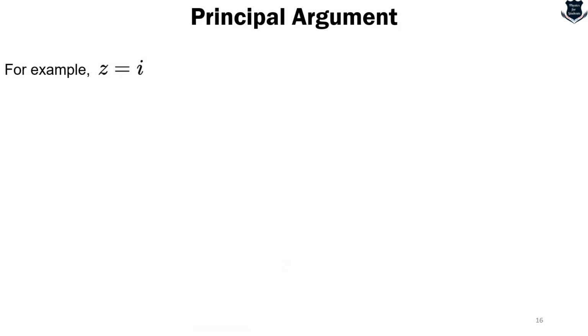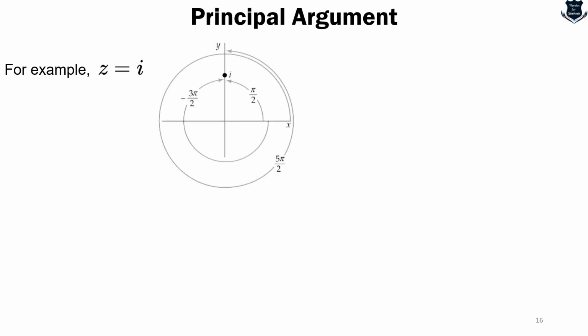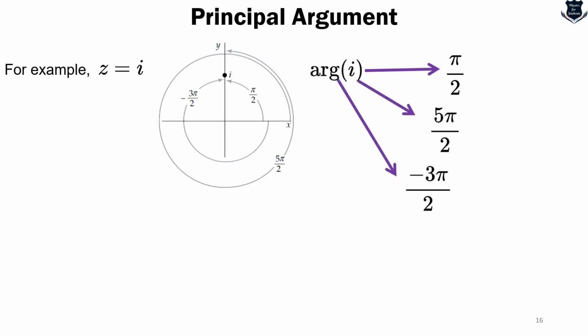Okay, I will just come forward with this example. For example, if z equals i, suppose we take it, then from this figure what we can see is that arg i, remember this is not the principal argument, can take a value of pi by 2, 5 pi by 2, minus 3 pi by 2 and so on, right? But Arg i, if I take this one, which is pi by 2, the red one, it will be equal to pi by 2.